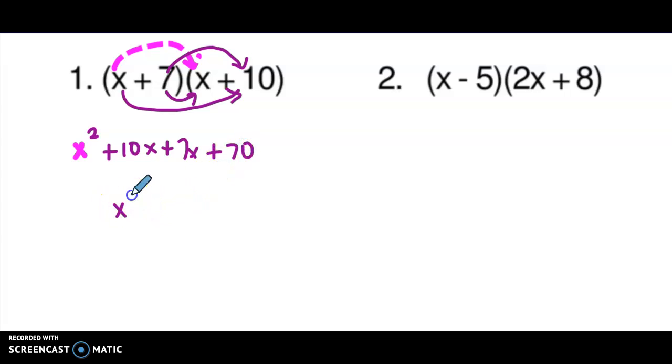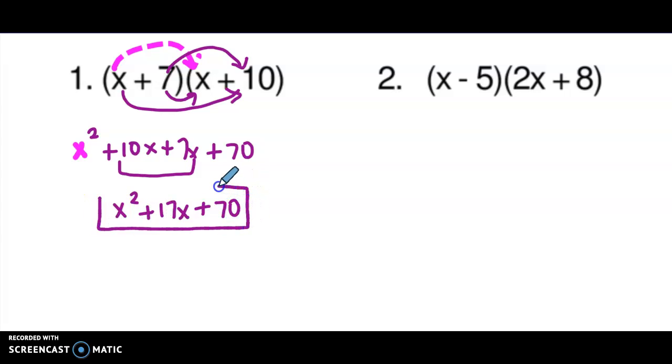I can put like terms together in the middle. 10 plus 7 is 17 of that. When you're adding like terms, you don't change exponents. And there's my answer for number 1. And I did it by using FOIL.